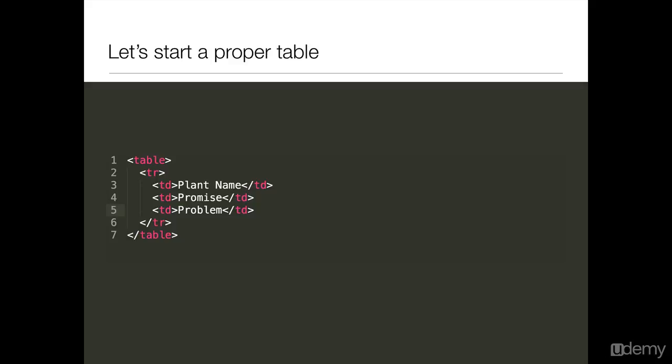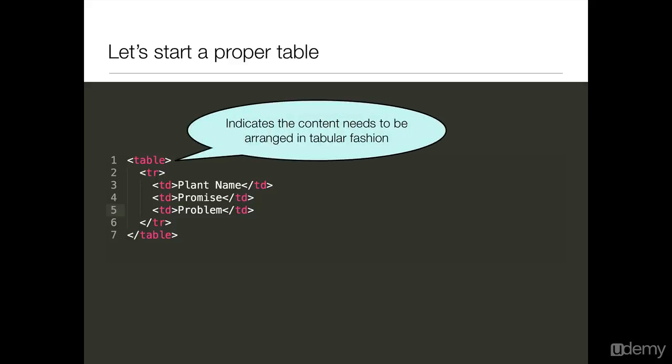So we've got a simple table whose purpose is to provide a list of plants, what nurseries promise of them, and the problems with them. So this is a collection of data about plants which nurseries ought not to be selling to the public because of various reasons. We've got the basic structure here of a table. The table tag marks the table as an element, indicates, as it says there, content to be arranged in a tabular fashion.